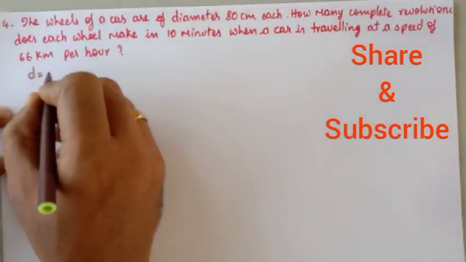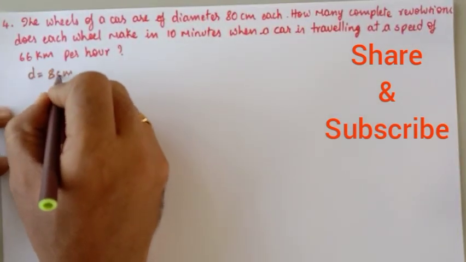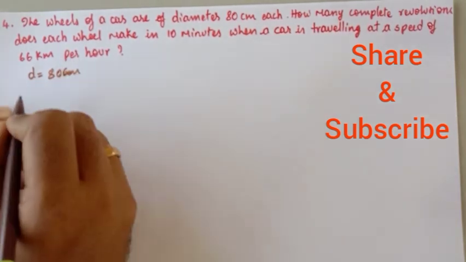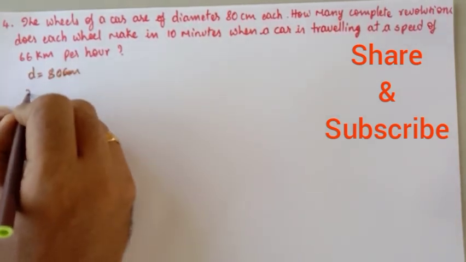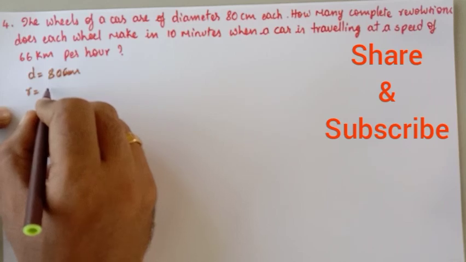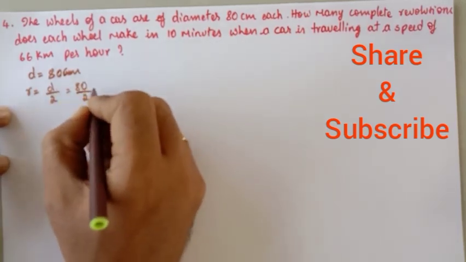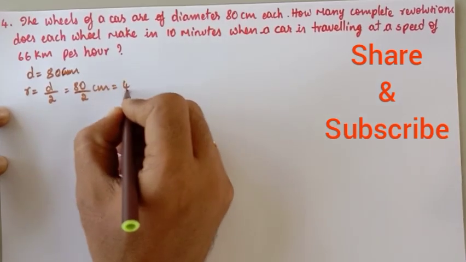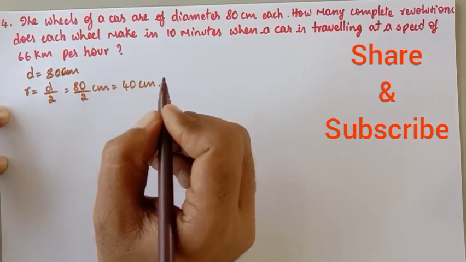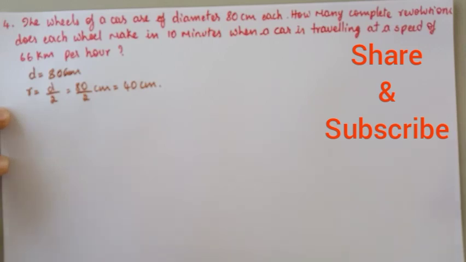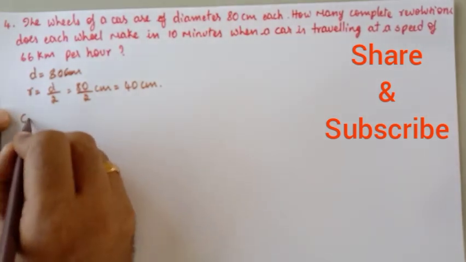Diameter of the wheel is 80 centimeter. So I will convert it into radius. Radius is equal to d by 2, that is 80 by 2 centimeter, which is equal to 40 centimeter radius. So what is the circumference?